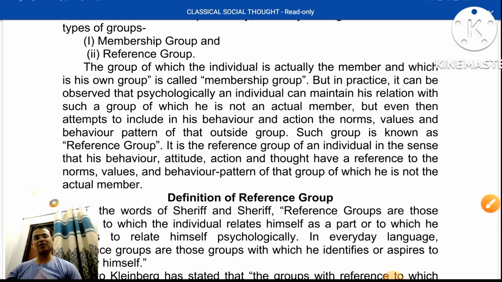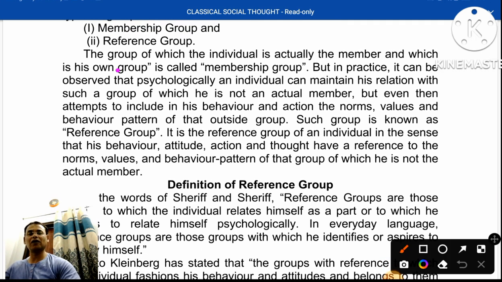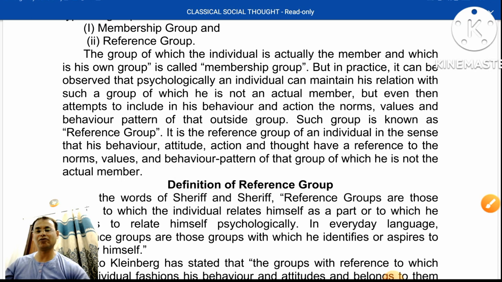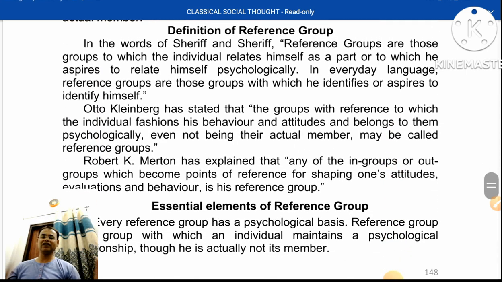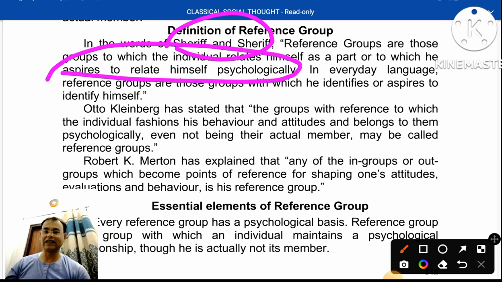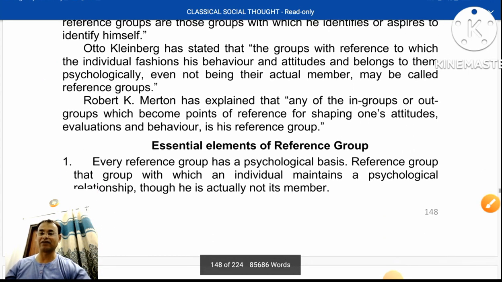But in practice it can be observed that psychologically an individual can maintain his relationship with a group of which he is not an actual member, yet still attempt to include in his behavior and action the norms, values and behavior patterns outside his group. There is a different definition of reference group by Sherif and Sherif: reference groups are those groups to which the individual relates himself, or aspires to relate himself, psychologically.